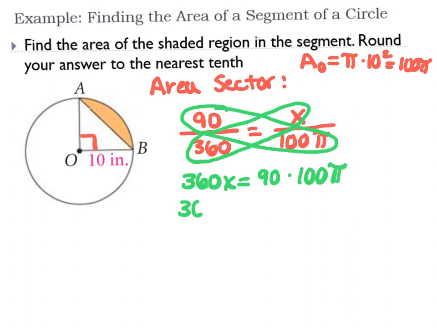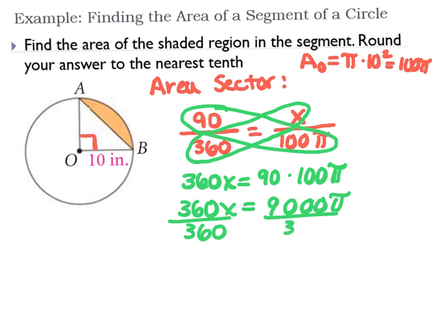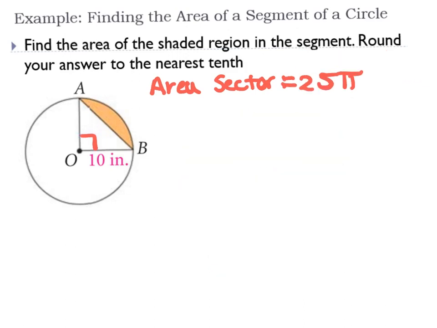And then if I simplify, the 360x becomes 9,000 pi. And you divide both sides by 360, which gives you that x equals 25 pi. So now if we continue from here, we have to next find the area of the triangle.